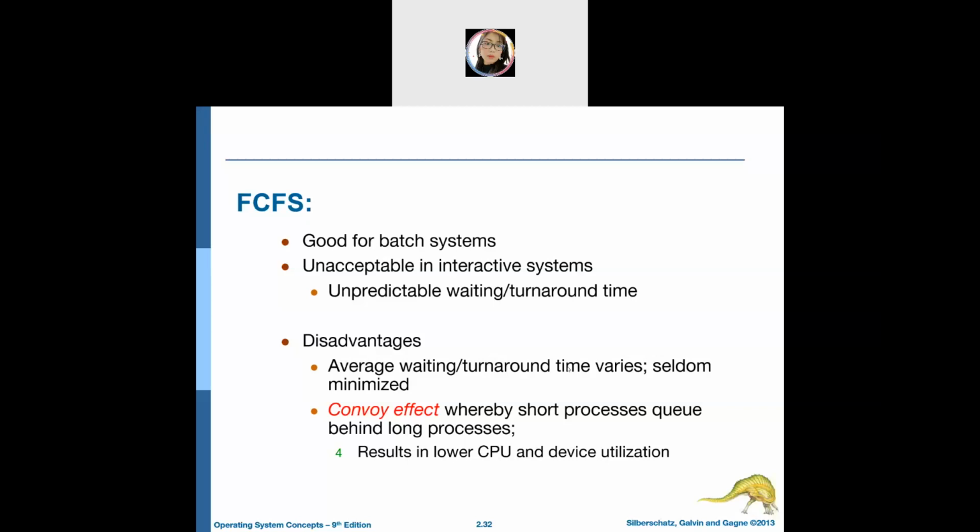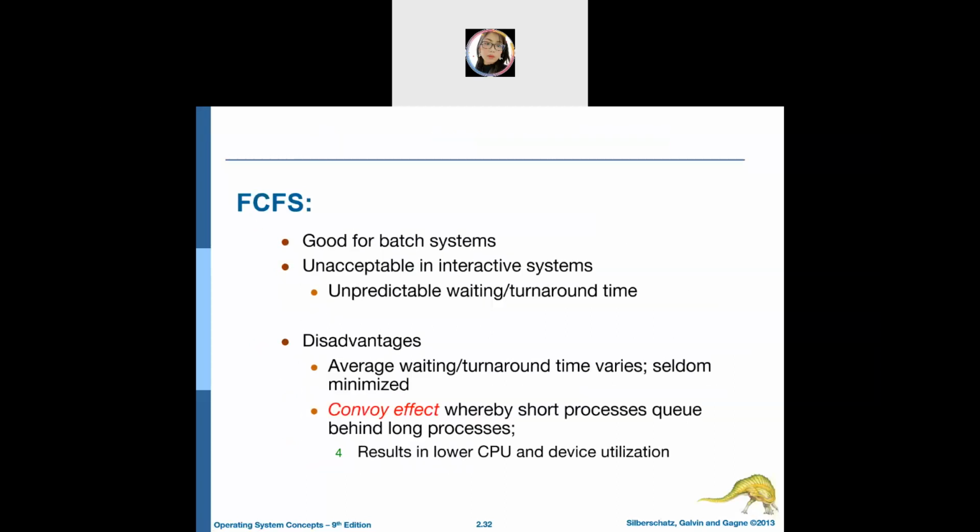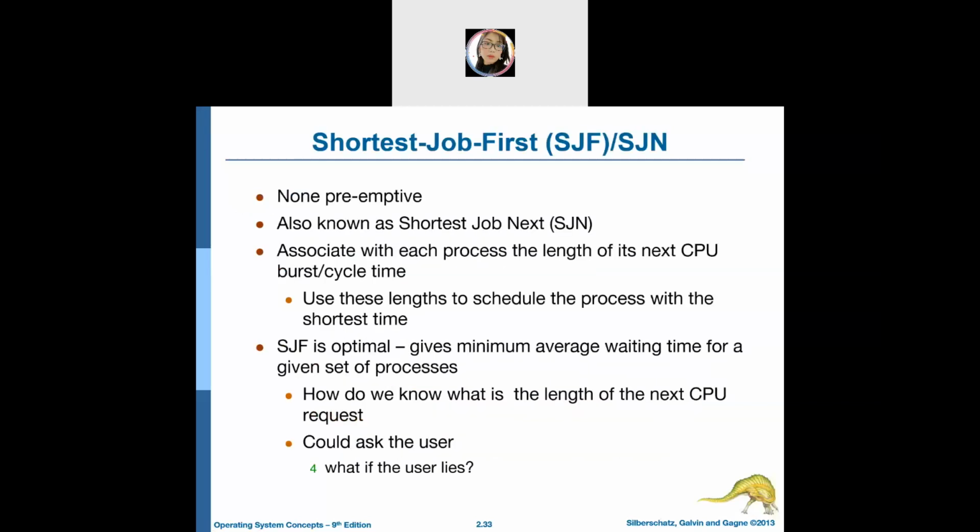Here is the next algorithm, which is shortest job first. This is the second algorithm. The first algorithm is FCFS, first come, first serve. Now you have SJF, or you can also call it SJN, shortest job first.